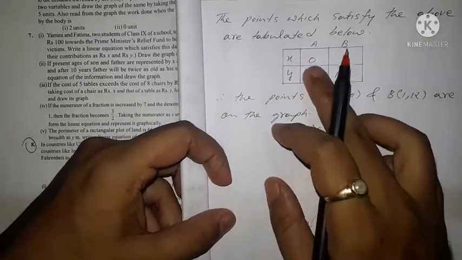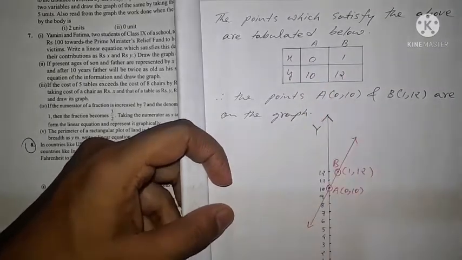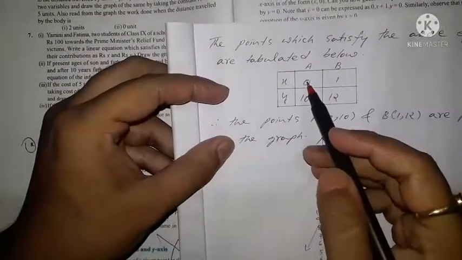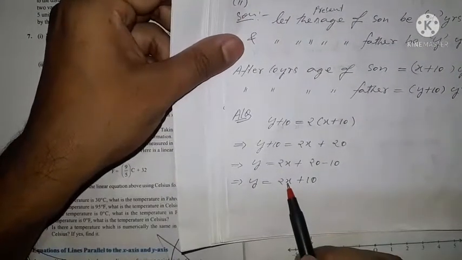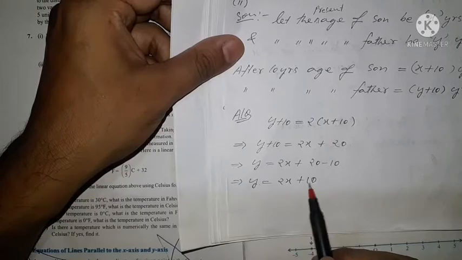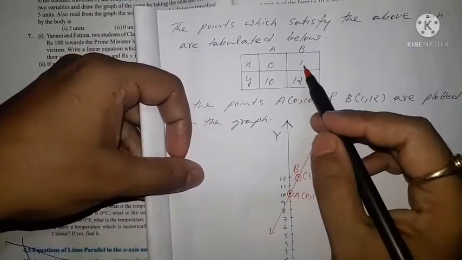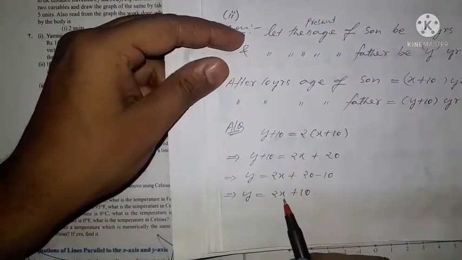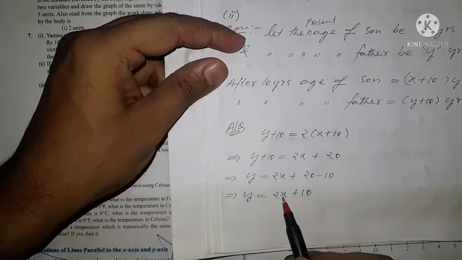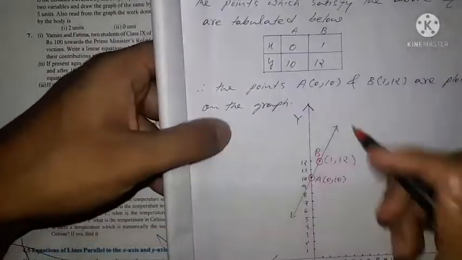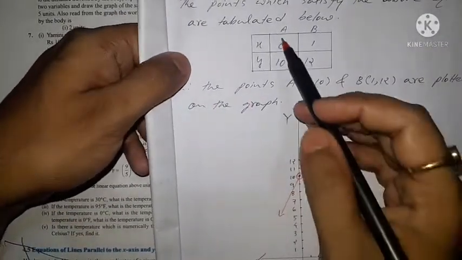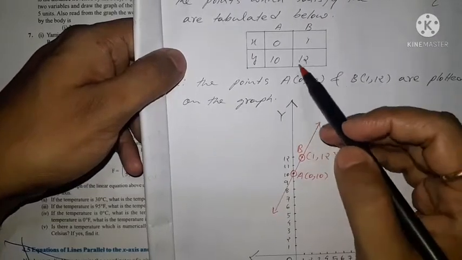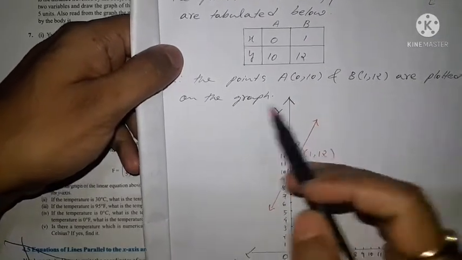So if we put the value of X as 0, the value of Y is 10. So if we put the value of X as 0, this becomes 0, only 10 remains, so therefore the value of Y is 10. So if we put the value of X as 1, the value of Y is 12. So 2 into 1, this is 2, so 2 plus 10, this is 12. So therefore the points A, that is (0, 10) and the point B, that is (1, 12) are plotted on the graph.